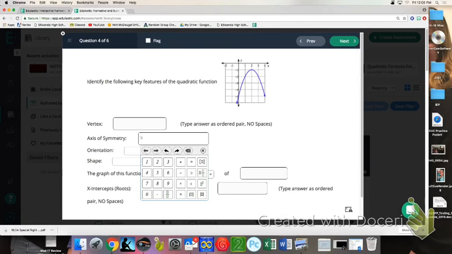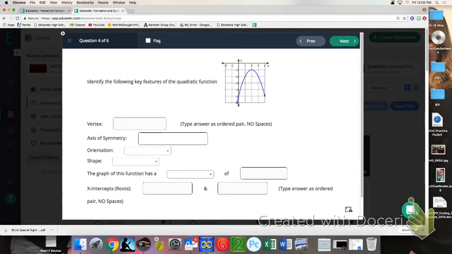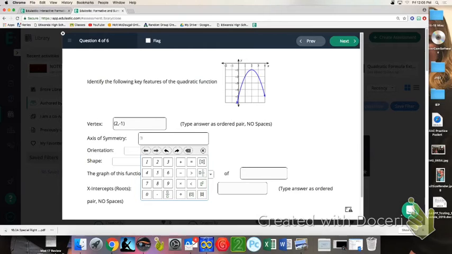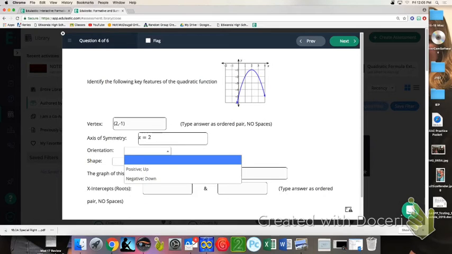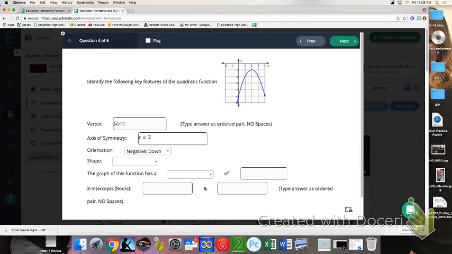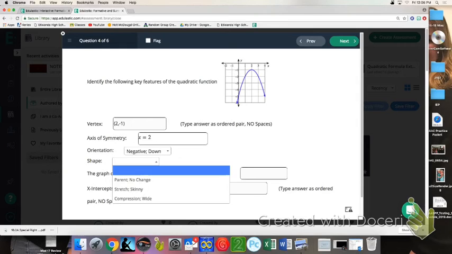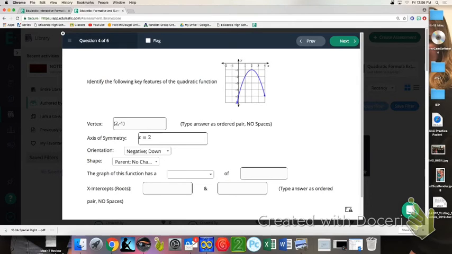I think things might change here. Okay. What is my vertex now? Negative what? 2, comma, negative 1. My vertex changed. What does that mean for my axis of symmetry? It's still x equals 2. Remember, it's always going to be the x value of your vertex. What's my orientation? Down, negative. Shape. Parent. It's not skinnier or wider.